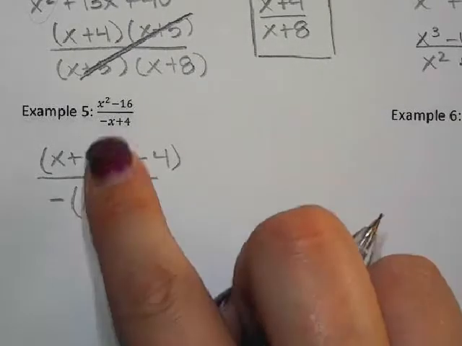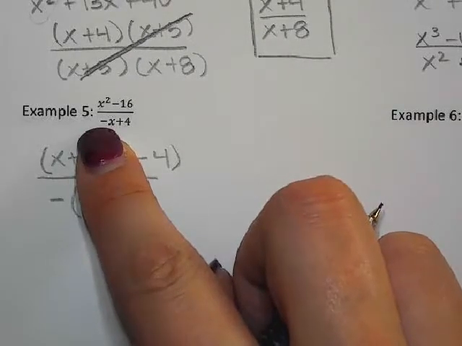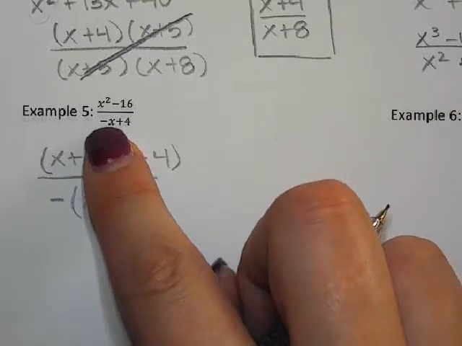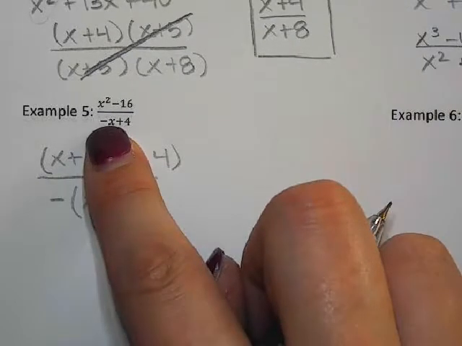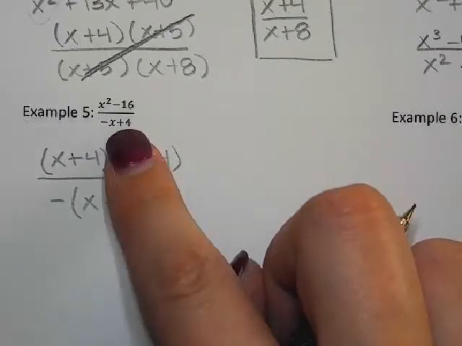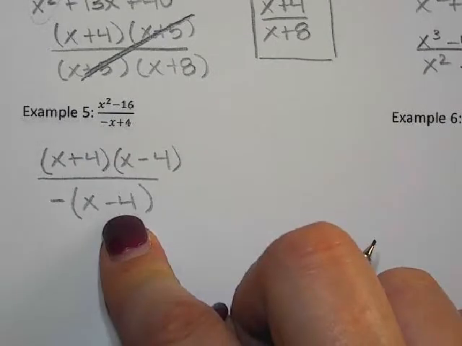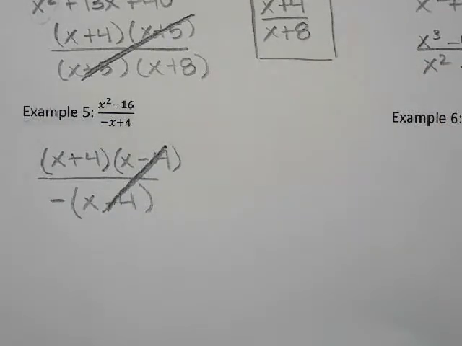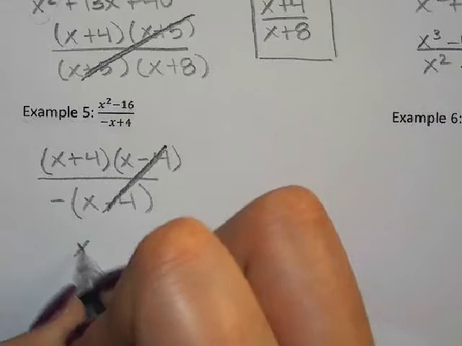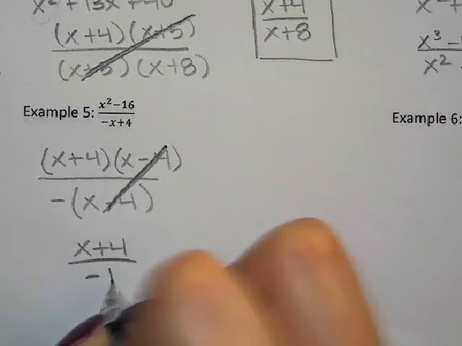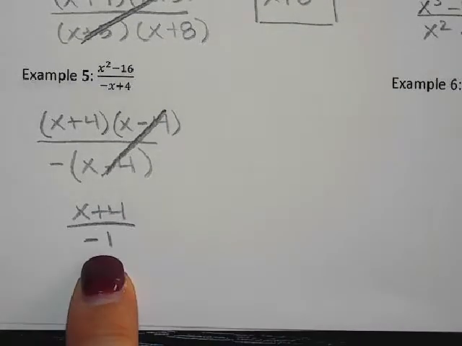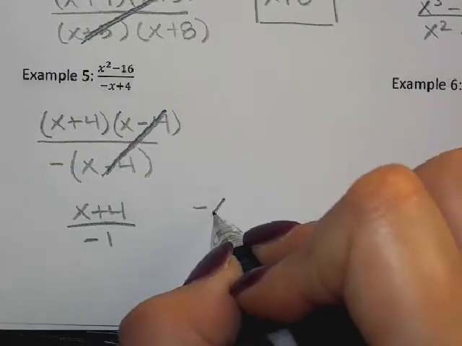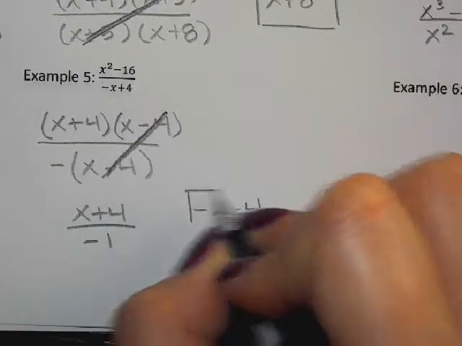So we took the negative out as like a GCF of -1, and then we divided each term by a negative. So negative x divided by negative is positive x, positive 4 divided by negative is -4. And then these cancel to make a 1. X minus 4 divided by x minus 4 is 1. So we have x plus 4 divided by -1, and this answer does not need to stay as a fraction. So negative x minus 4. So that's an answer.